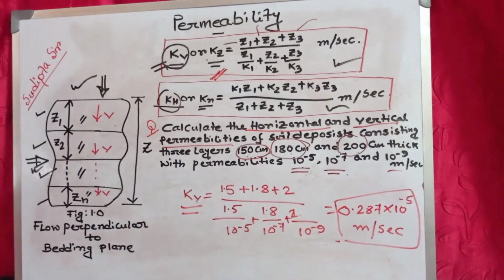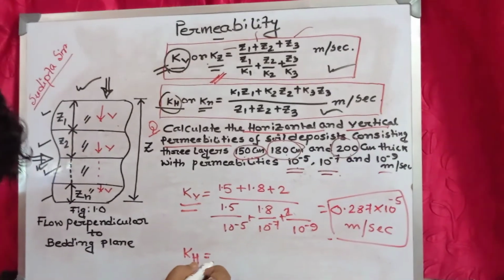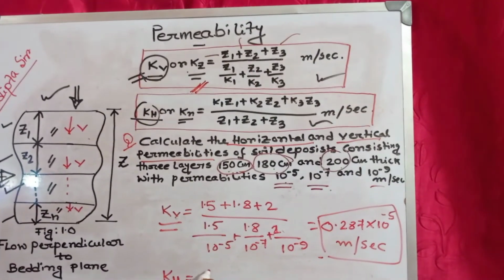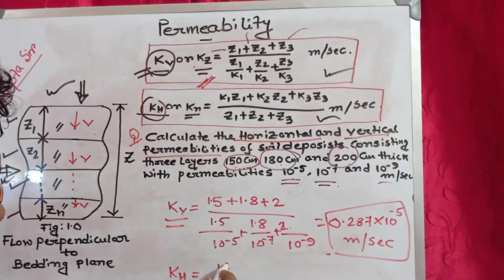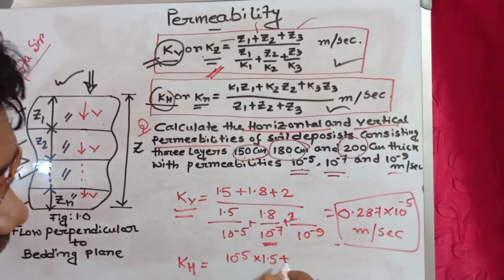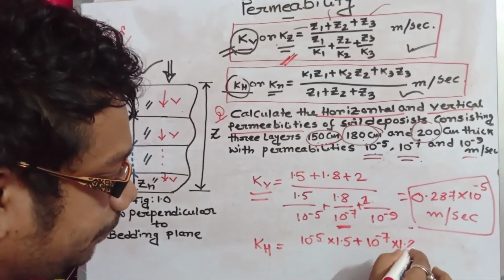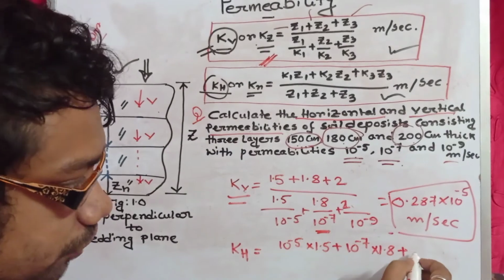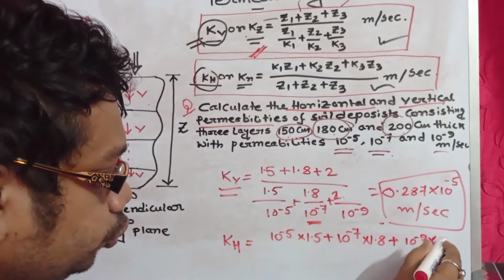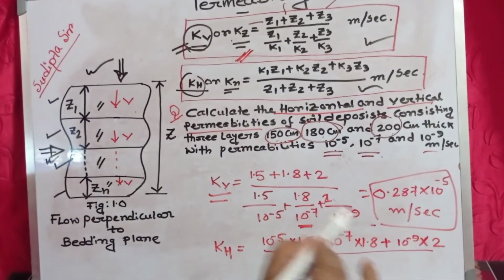In the same way, you can find out the horizontal as well. In case of horizontal, what will you do? Just put K into Z. The value of K is 10 to the power minus 5, and Z is 1.5. For the second layer, permeability K is 10 to the power minus 7 into thickness 1.8. For the third layer, Z3, the value is 10 to the power minus 9 into 2. Here 2 means 200 centimeter, which we convert into meter, that's why 2.